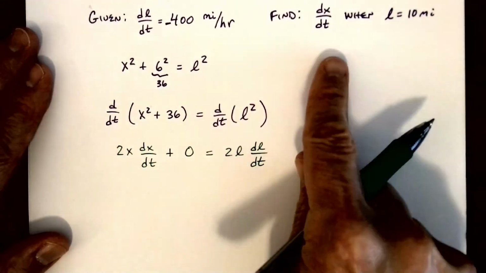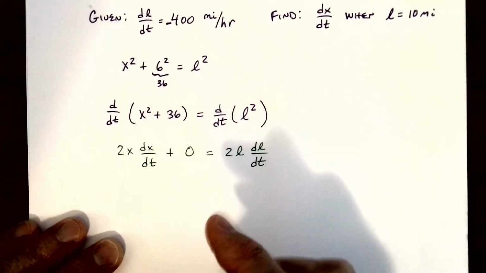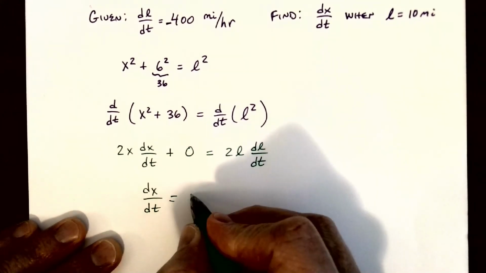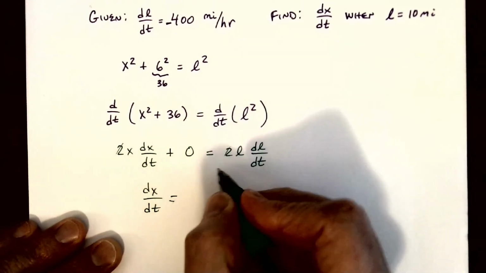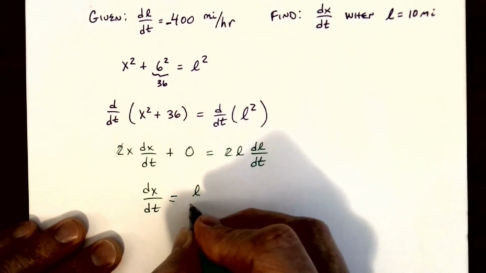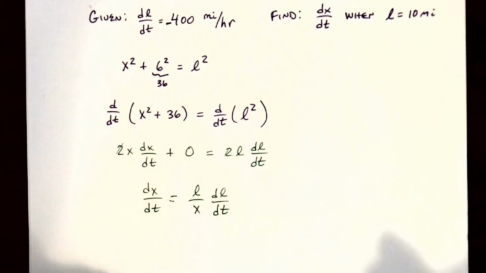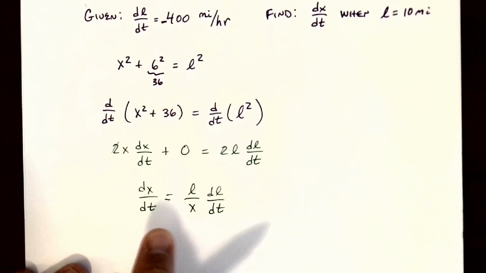So I'm trying to find dx dt. I'm going to solve for dx dt by dividing both sides by 2x. So dx dt is 2 divided by 2. Those 2's cancel. You can see that, right? And I get L divided by x times dl dt. And there it is. I have my related rates equation.